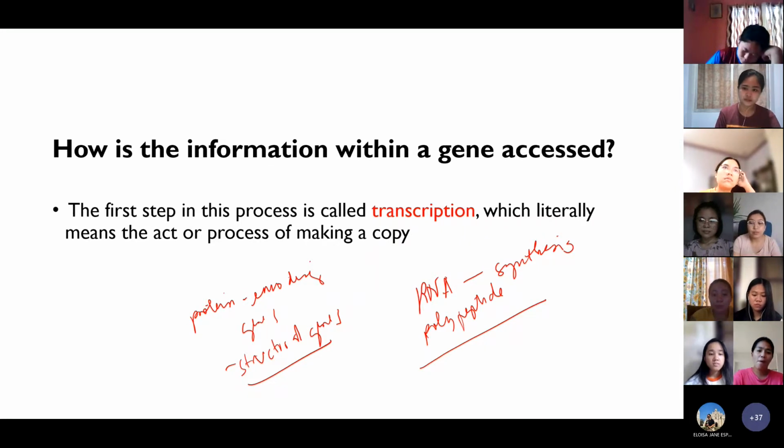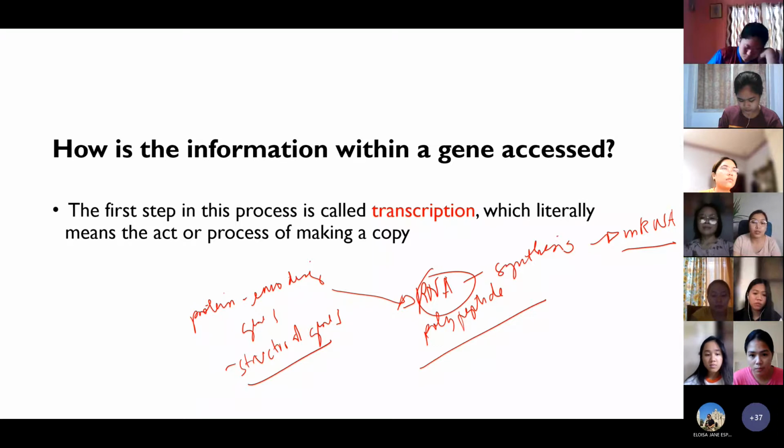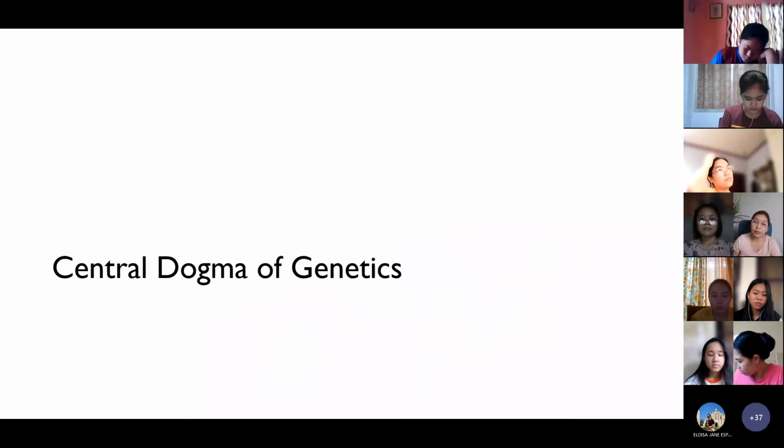When a protein-encoding gene is transcribed, the first product is an RNA molecule, which we know as messenger RNA. During polypeptide synthesis, we will also encounter a process called translation, wherein the sequence of nucleotides within the messenger RNA determines the sequence of amino acids in the polypeptide. So we'll go through them one by one.